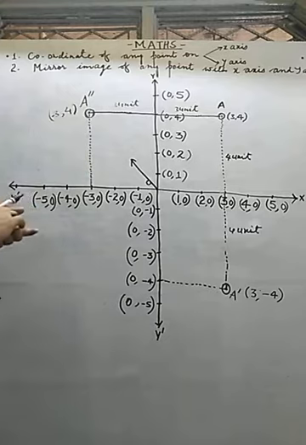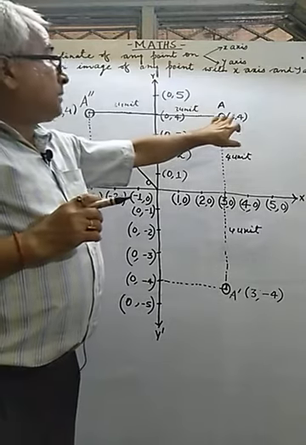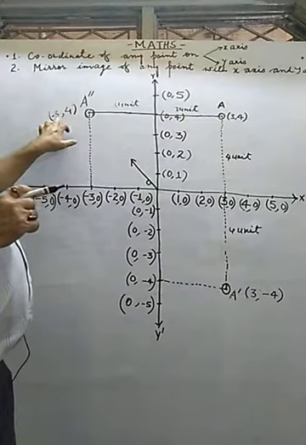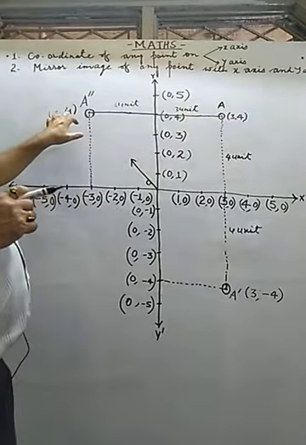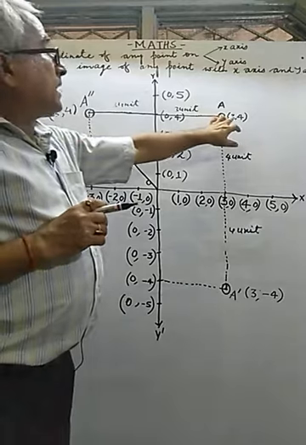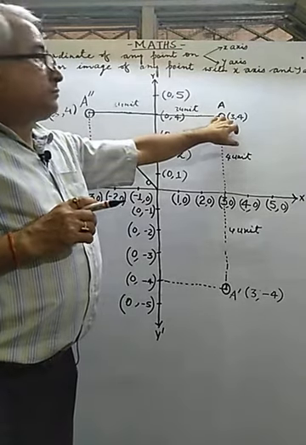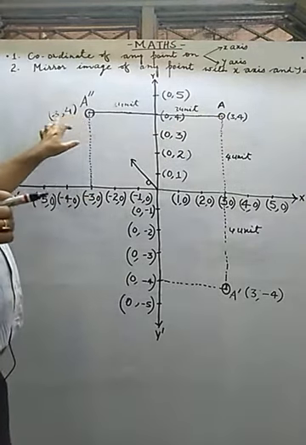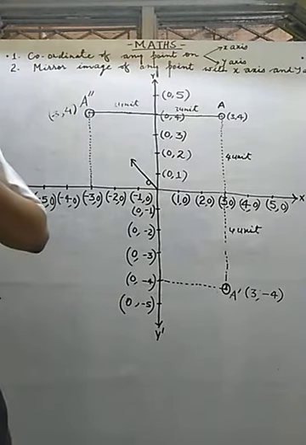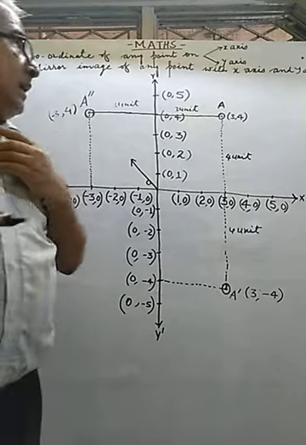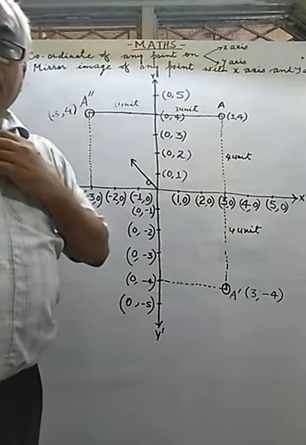Now you may observe the magnitude of abscissa is 3, the magnitude of abscissa is also 3 here, the magnitude of ordinate is 4, and the magnitude of this ordinate is also 4. What change is there? Here abscissa is positive, here abscissa is negative, and here ordinate is positive, here ordinate is also positive because the upper distance is being measured here. In this way, we have calculated the image of which one?